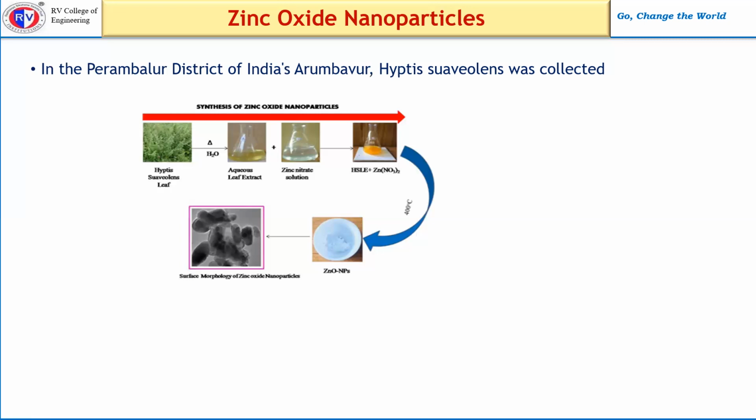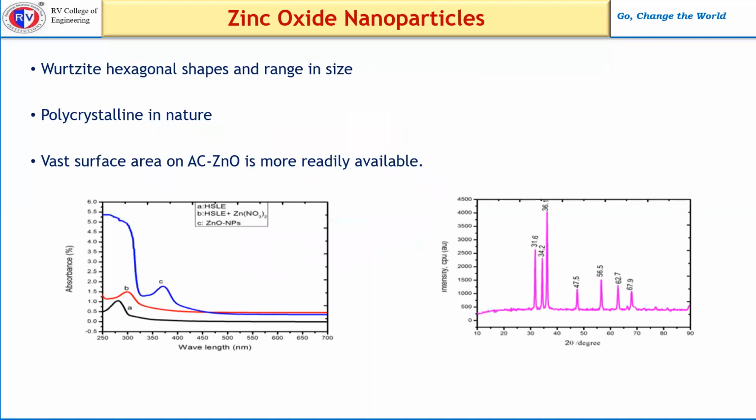Then, in a conical flask, the extract and 0.01 molar zinc nitrate solution were added in a particular ratio, 1:4, and the combination was then agitated for 4 hours, and the resulting mass was dried in a hot air oven. This is the next step, and a yellow paste will be obtained, which is calcinated at around 400 degrees Celsius. The zinc oxide nanoparticles will be obtained. Then further characterization is done.